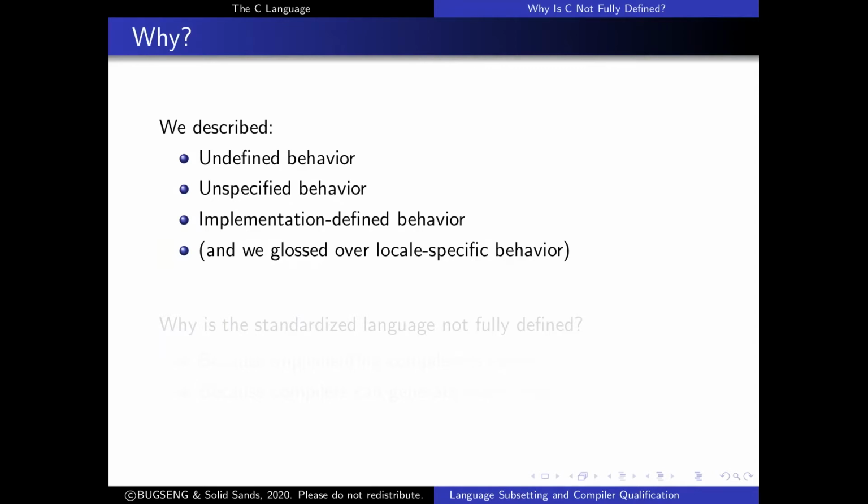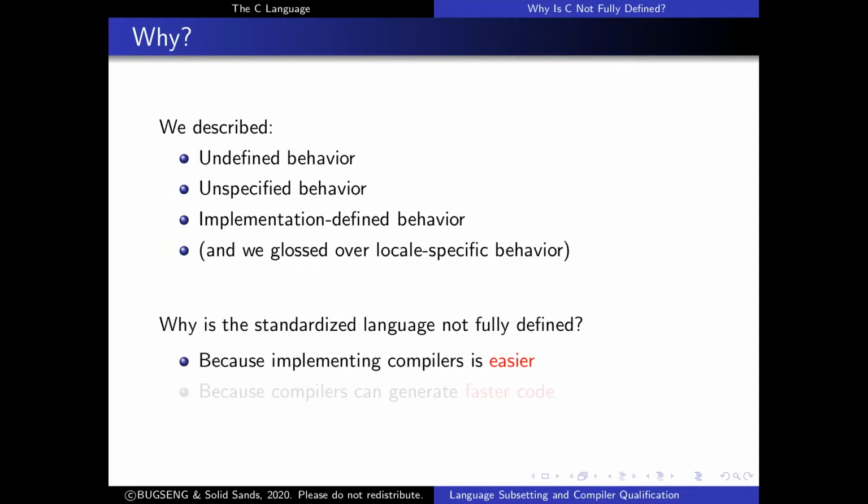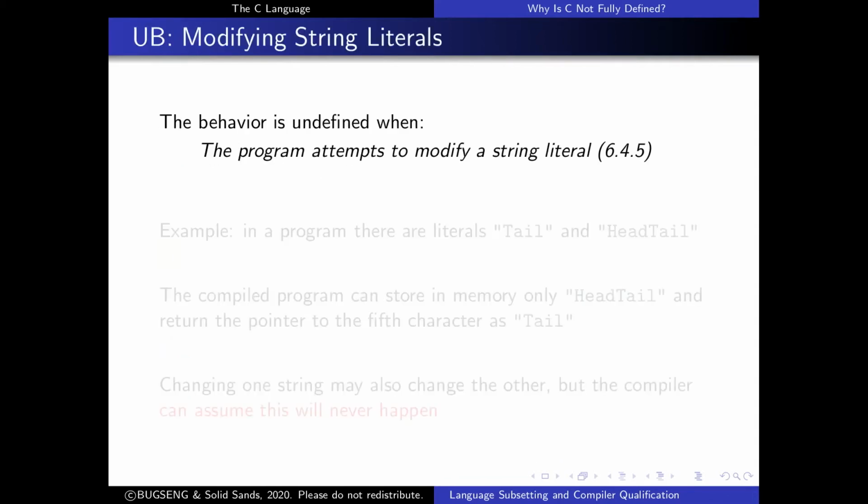So the natural question is, why is the language standard not fully defined? Why are there so many degrees of freedom, and why are there such dangerous things like undefined behavior and unspecified behavior? The reason is that in this way, implementing a compiler is easier, and most importantly, implementing efficient compilers that generate faster code is easier.